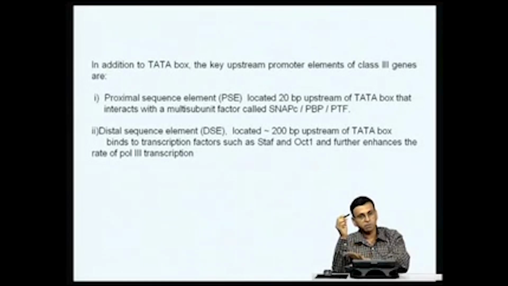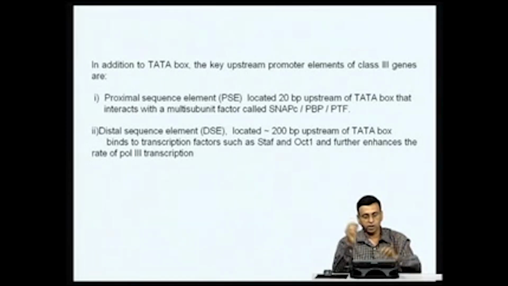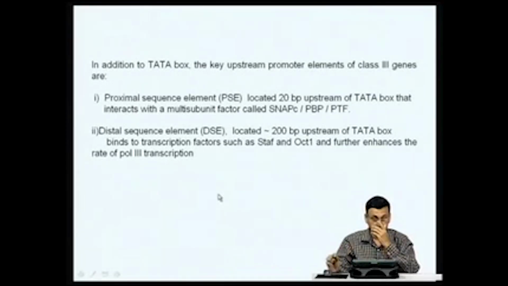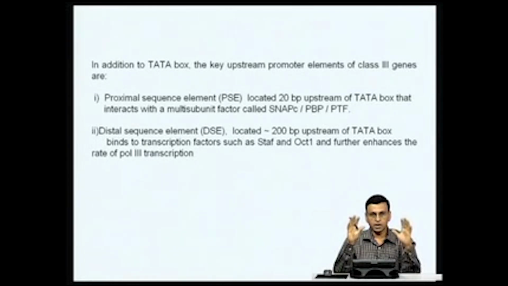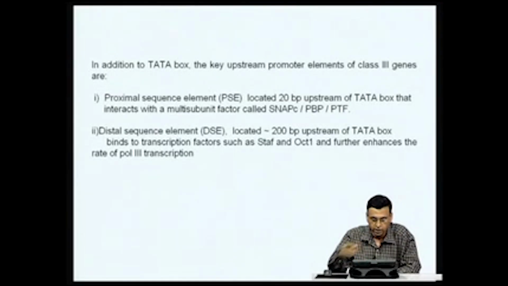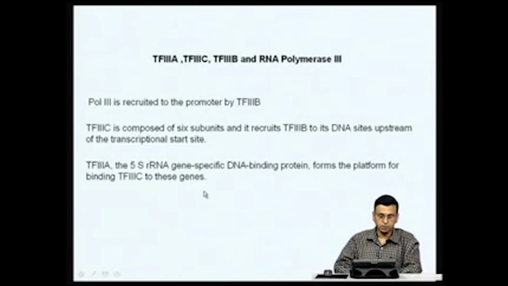Whereas when you come to extragenic promoters, there are three major cis-acting elements, the TATA box, proximal sequence element and distal sequence element, and these are occupied by distinct transcription factors. So, this is in a nutshell the organization of polymerase III promoters and how RNA polymerase III transcribes tRNA, 5S RNA and U6 RNA and various other genes using specific transcription factors.